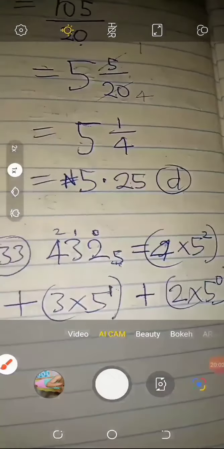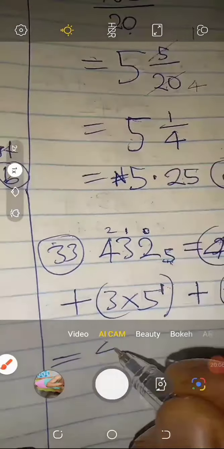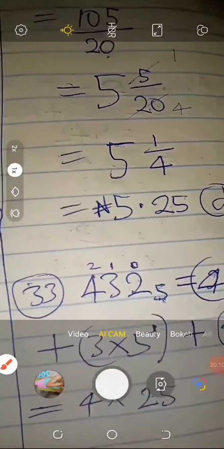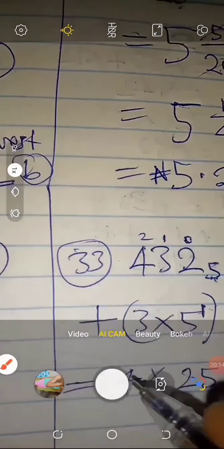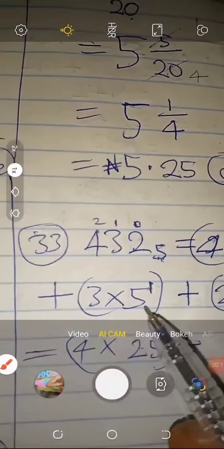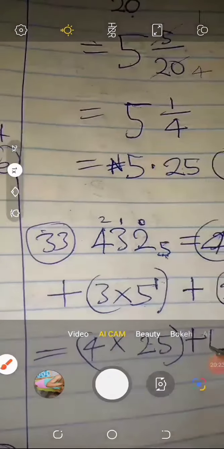Now we can clear this. This becomes 4 times 25, because 5 raised to power 2 is 5 times 5, which is 25. Since 5 raised to power 1 is 5, we can say 5 times 3, which is 15.